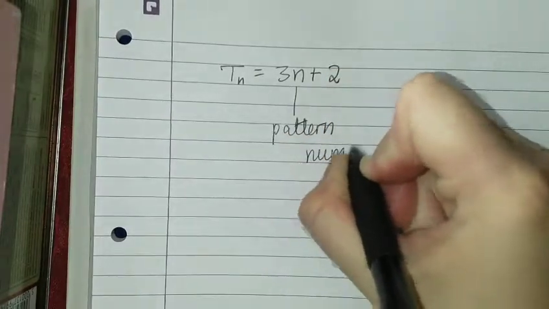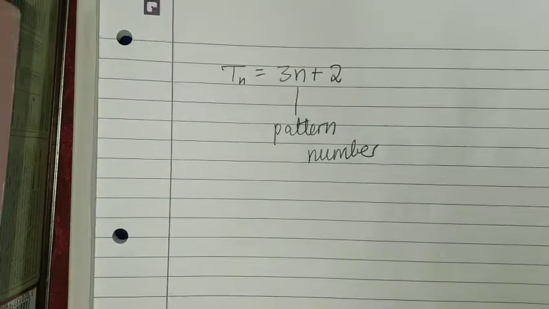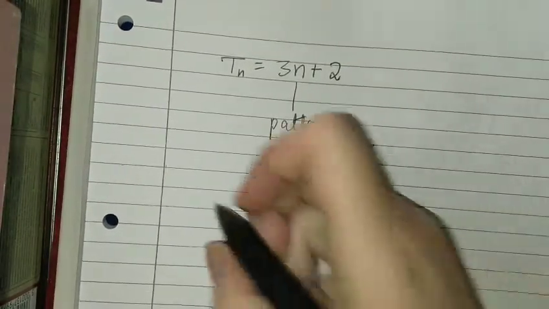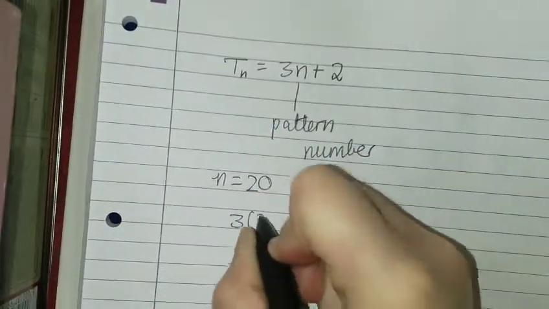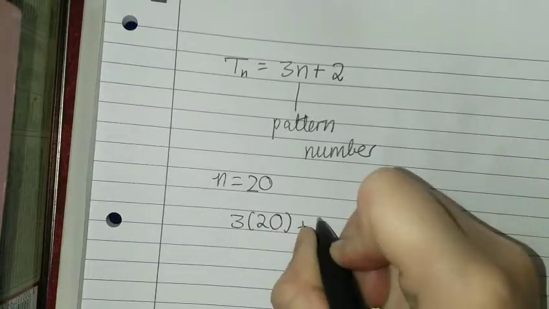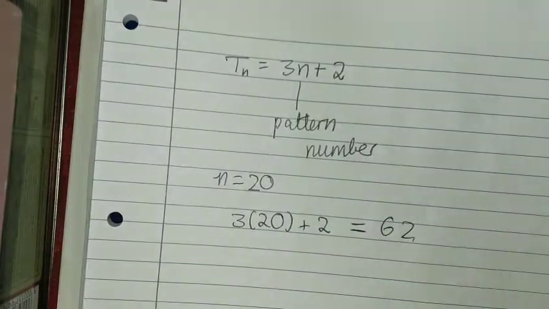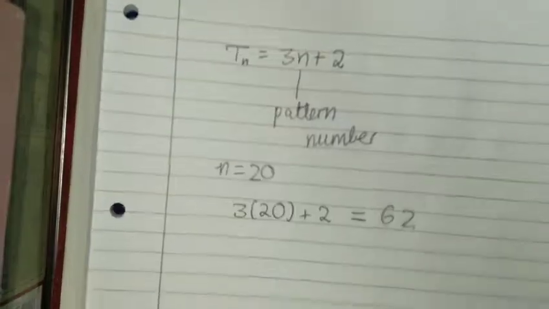What I get out is the number of tiles in that pattern number. So if I want to get how many tiles are in the 20th pattern, I stick in the pattern number for N. So N is equal to 20. So 3 by 20 plus 2. That's going to give me 62 tiles in the 20th pattern.